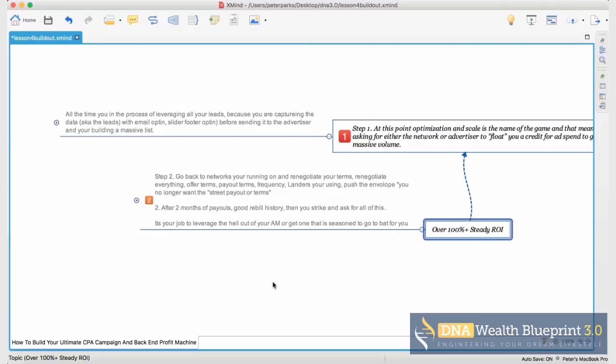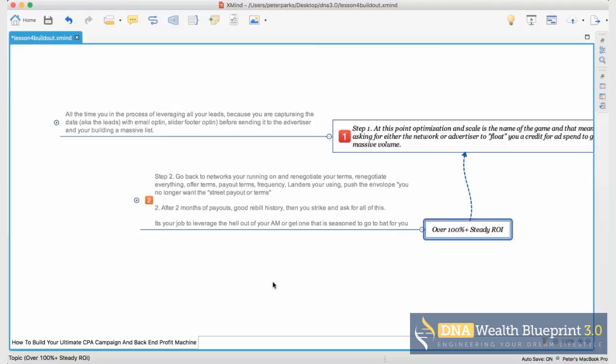you want to renegotiate everything, which means the offer terms, the payout terms, the frequency of the payout, the landers that you're using. You can get the network or the advertiser to develop custom landers for you. You can push the envelope, so you no longer want to be on the street payout. What that basically means is you no longer want to be getting the payout like everybody else is, what the street level payout is, because you've proven yourself, right? You're scaling at this point. You've gone beyond scale, right?